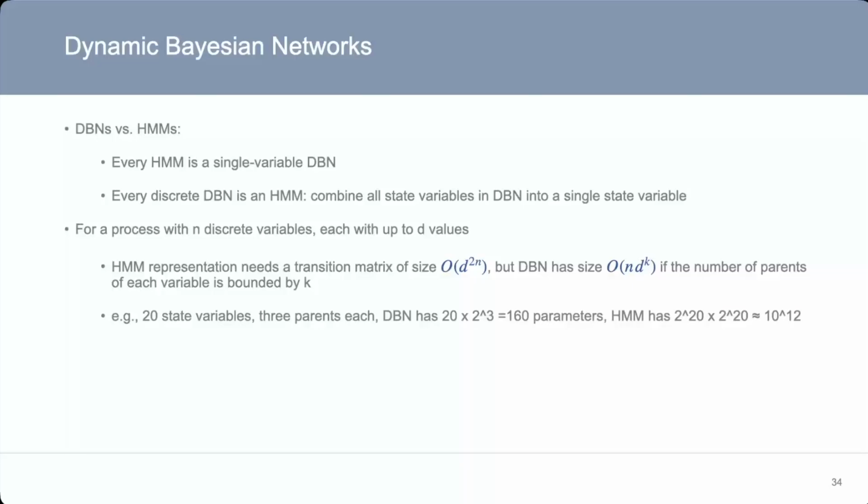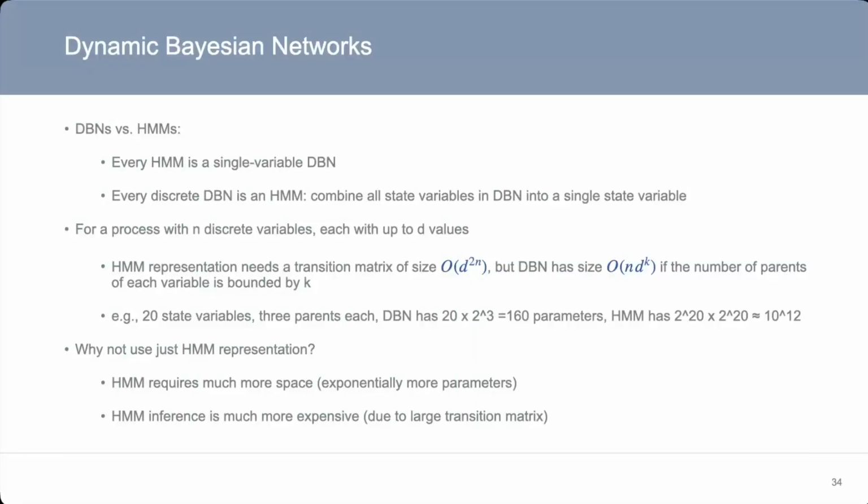For 20 state variables and 3 parents each, a DBN will have 160 parameters, whereas an HMM will have 10 raised to power 12 parameters. And that is the reason why we don't always use an HMM representation. An HMM requires much more space, and hence it is much more expensive to do inference tasks on an HMM.